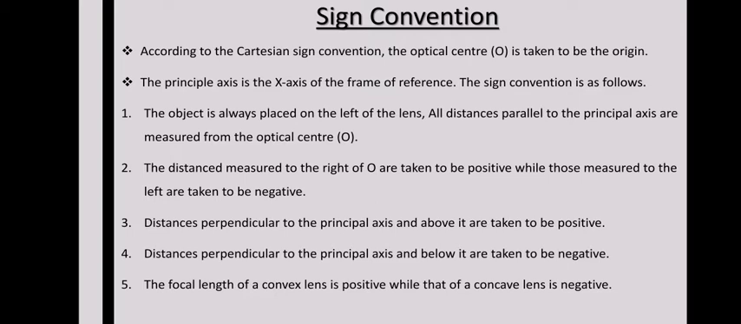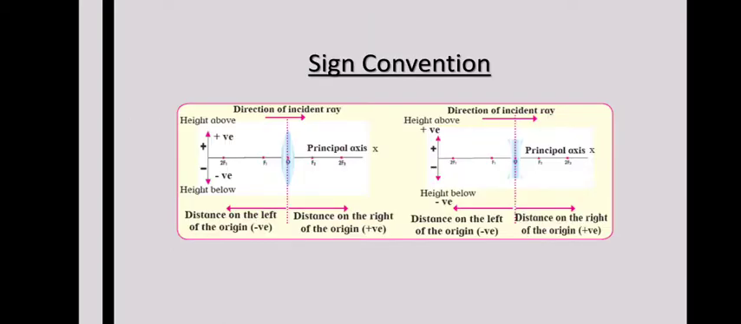So the focal length of a convex lens is positive, while that of a concave lens is negative. See here, this is a convex lens, so the focal length will be positive, whereas for the concave lens it will be negative.